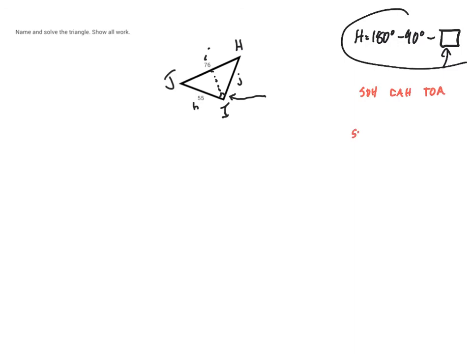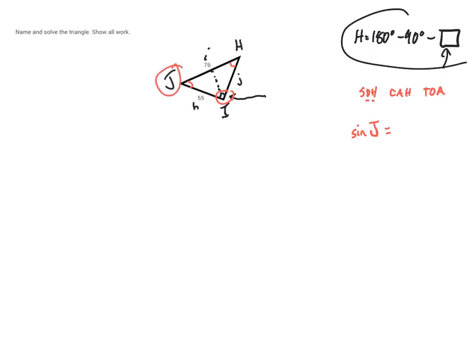I'm going to say sine. I have to pick an angle, and it can't be the 90-degree angle. I have to pick either J or H. Okay, well, I don't know either of them. That's okay. I never said I had to know what the angle equals. I just have to choose one of them. So I'm going to choose sine of J, and that is going to be equal to opposite over hypotenuse.